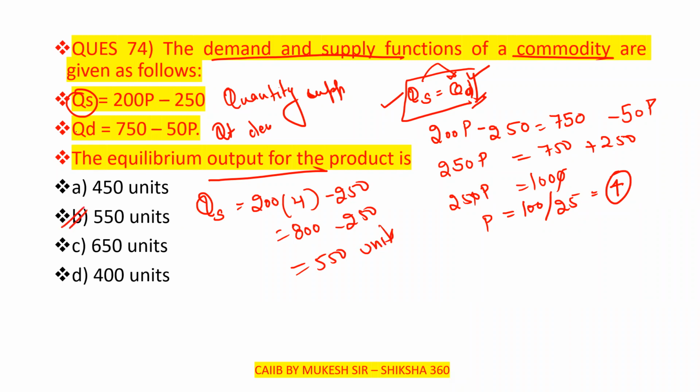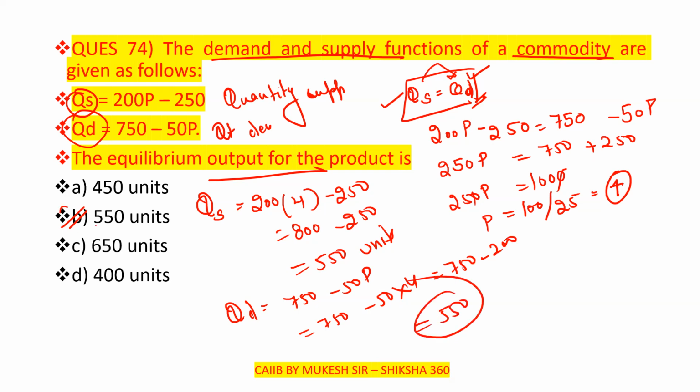That is 550 units. So option B is the answer. Or we can use the quantity demanded equation, 750 minus 50P. So 750 minus 50 into 4, that is 750 minus 200, that is 550 units. So option B is the correct answer. Whichever way you use, you will get the correct answer, that is 550 units.